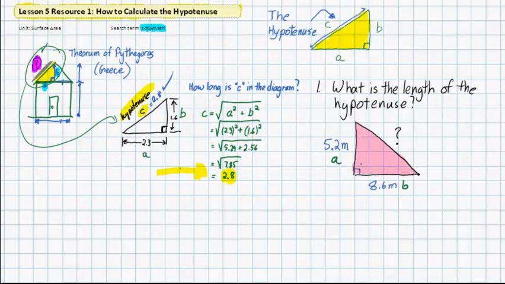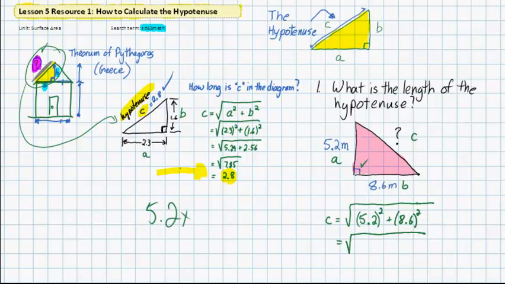Okay, I'm back. Let's let side A and side B be given in the triangle, and I want to calculate side C, which is the square root of 5.2 squared plus 8.6 squared. Now I'd like to work those out. So it's the square root of, now 5.2 times 5.2 is 27.04. So that's the first one. 8.6 times 8.6 is 73.96.